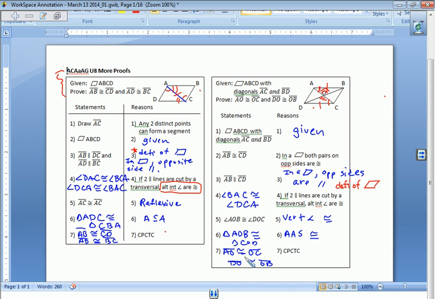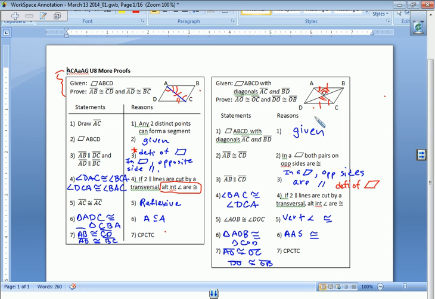I have a question. Couldn't you do side to side too? We could, with a different proof. But the way this one has lined it up for us gives us angle-side. We could do side, angle, side, but we would have to look at it differently.